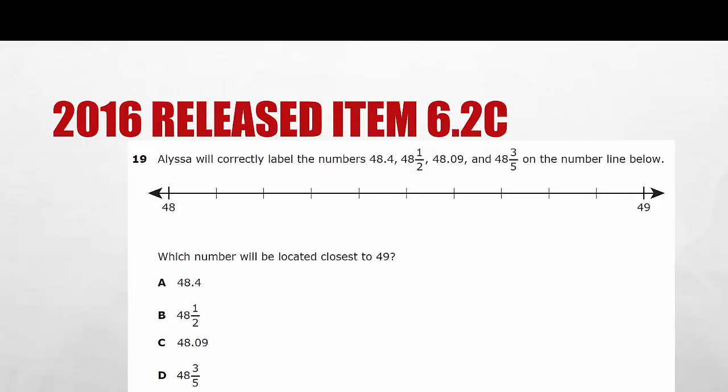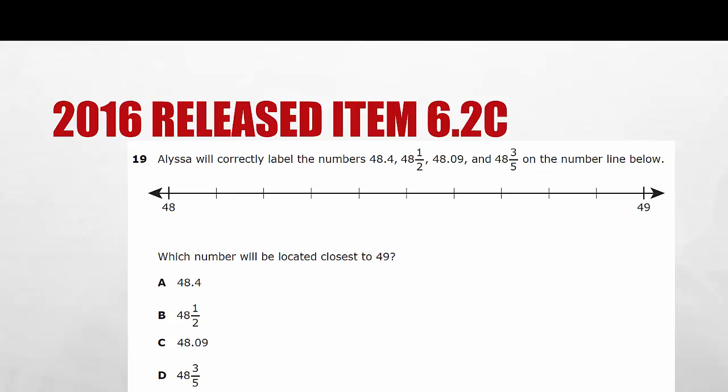Okay, this year in 2016 we have a released item for 6.2c, and you'll see the item there. It covers process standards 1A, 1B, 1E, and 1F. And the correct answer there is D.